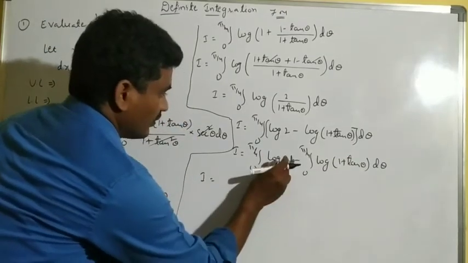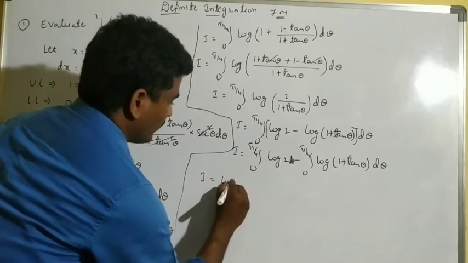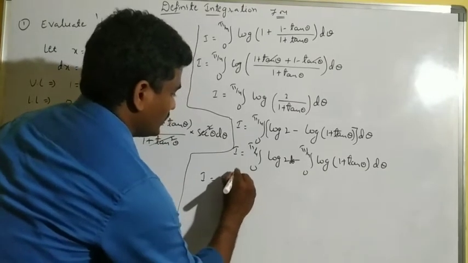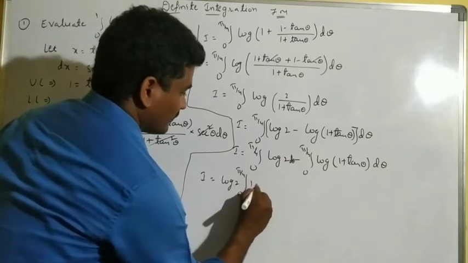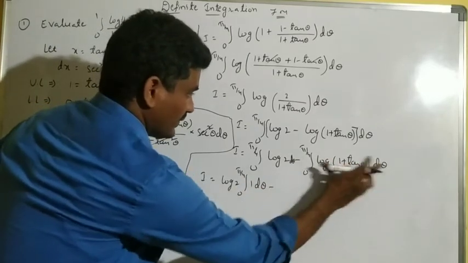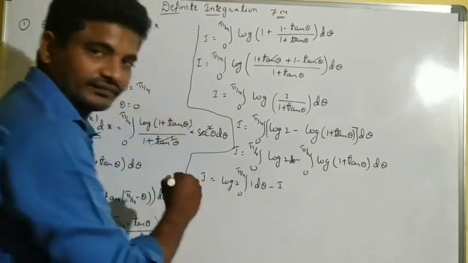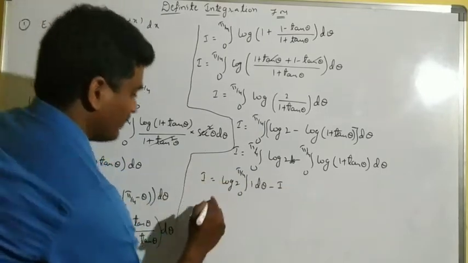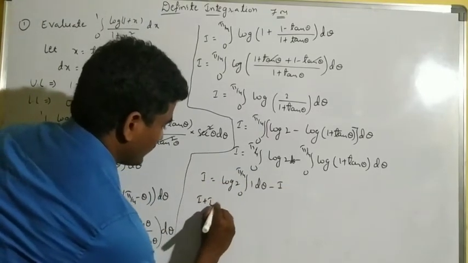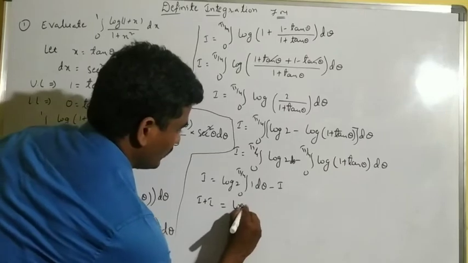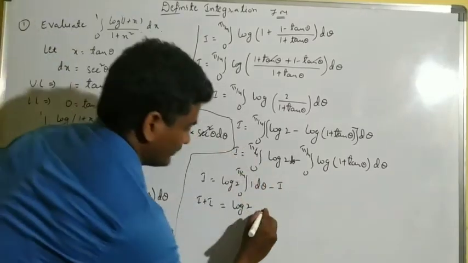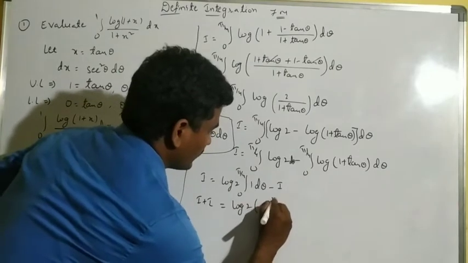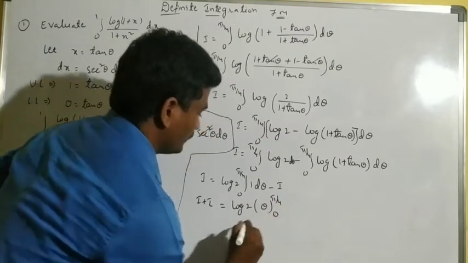So this we can take completely as I. I equals, this log 2 is a constant, so we can write log 2 from 0 to pi by 4. Here 1 into d theta is there, minus this value completely equals I. This I, when I take here, we can get I plus I equals log 2 times integral of 1 d theta. Its integration is theta, from pi by 4 to 0.